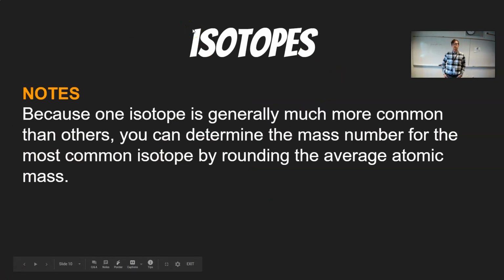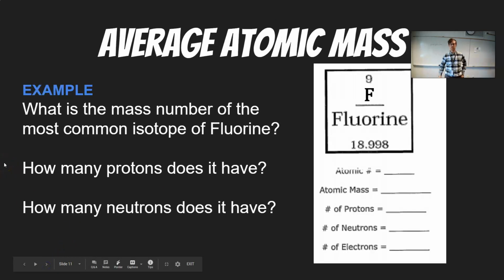Okay, and so what do we do with this average atomic mass number? Well, because one isotope is generally much more common than the others, you can determine the mass number for the most common isotope by rounding the average atomic mass. So you just round the average atomic mass until you get the nearest whole number. You can figure out what is the mass number for the most common isotope and then use that to figure out neutrons and protons and such. For example, what is the mass number of the most common isotope of fluorine?